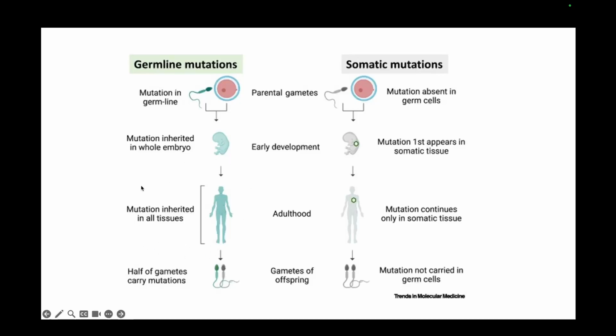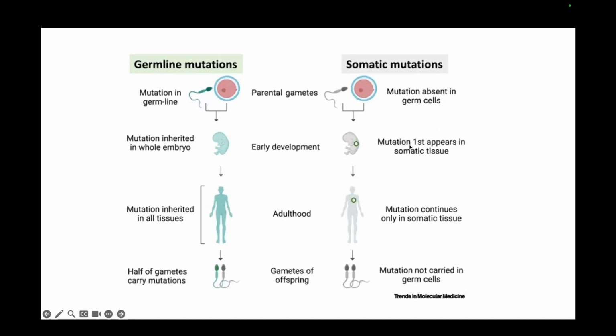And if the mutation is inherited, it will be inherited in all tissues, and half of the gametes will carry these mutations, because, if you remember, the DNA is two-stranded. So if one strand contains that mutation, there's a 50% probability that that mutation might be propagated in the next generation. In case of somatic mutations, these mutations are not present in germ cells.